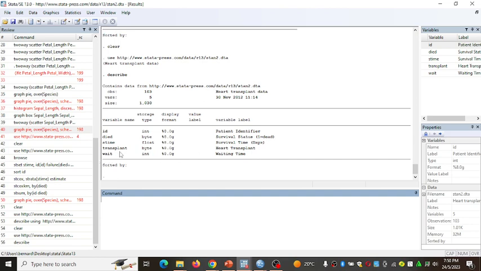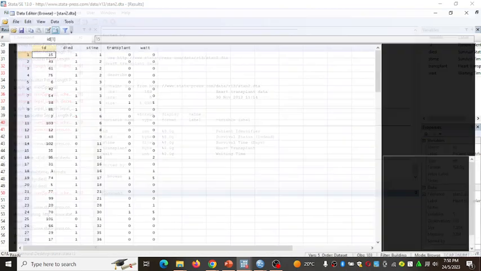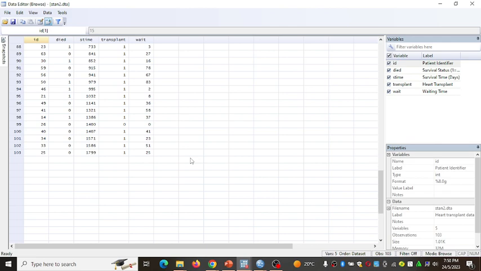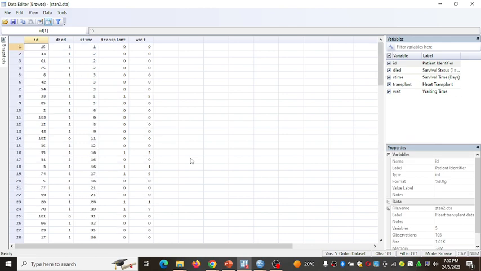We have transplants, and this is the heart transplant wait. This is the waiting time. So you can have a look at your data. Just click on browse, and this is the data that we have.